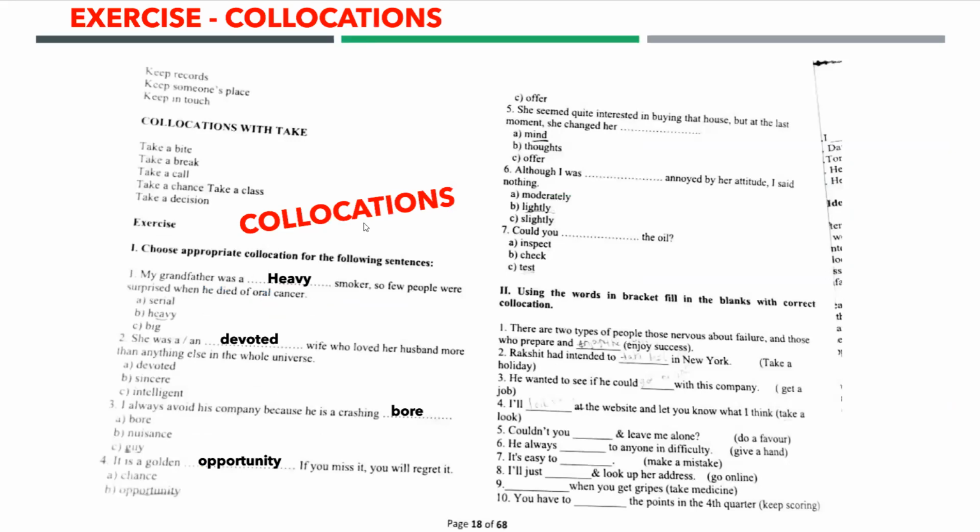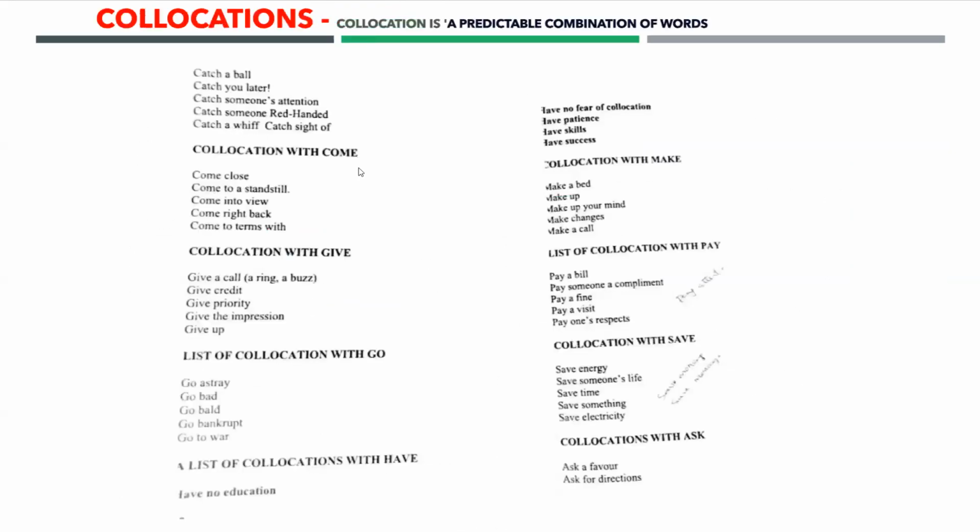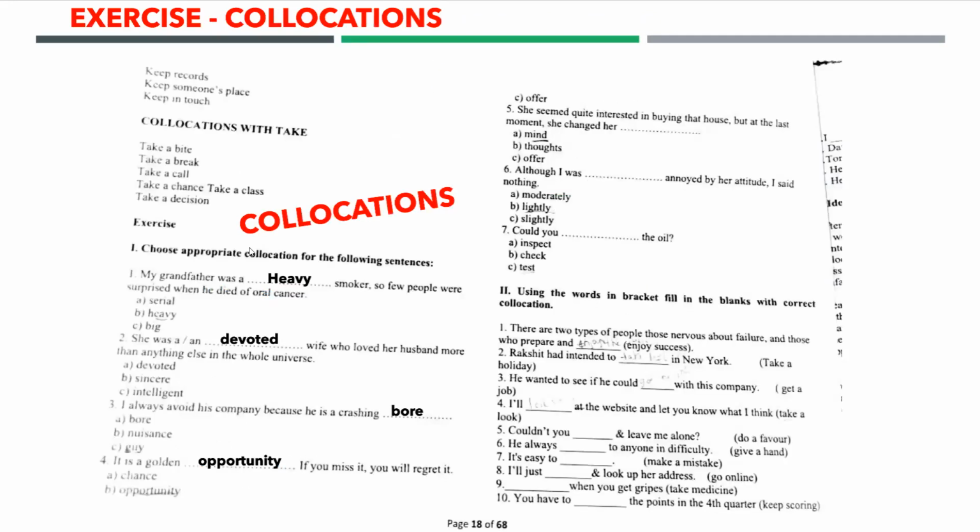And then we have collocations. Collocations are nothing but groups of words which give the meaning. So we can see here, for example, collocation with take. With take, what words can we make? Take a bite, take a break, take a call. All the sentence formation we can do with take.